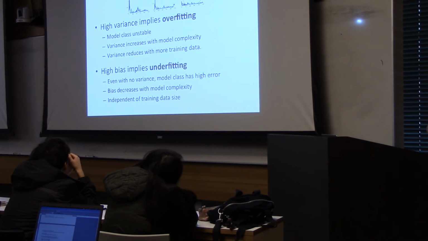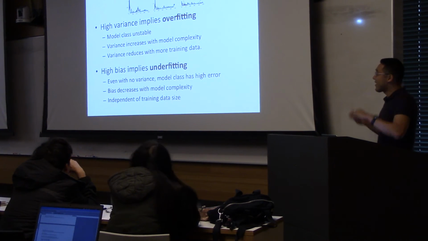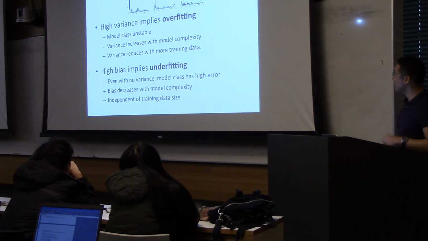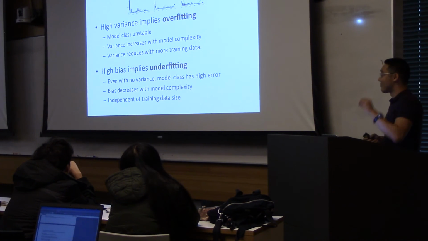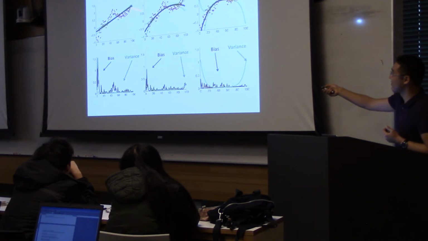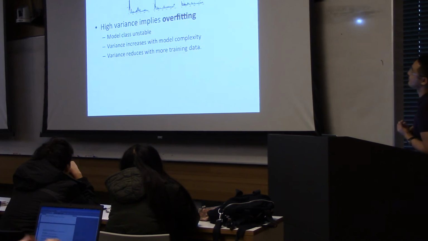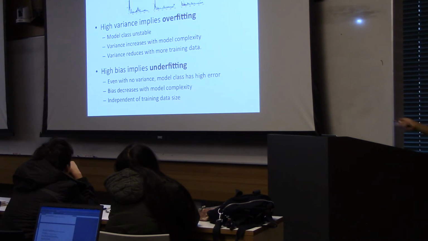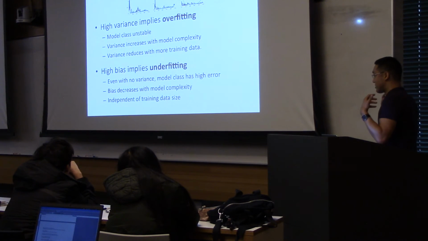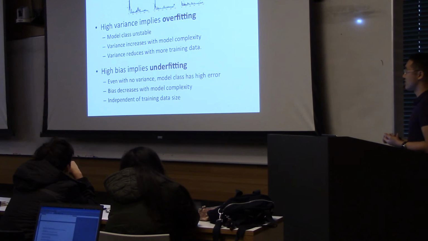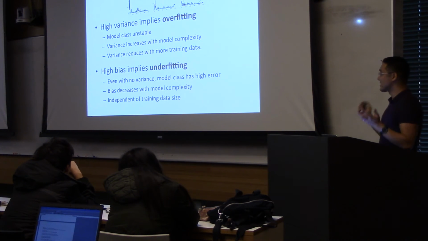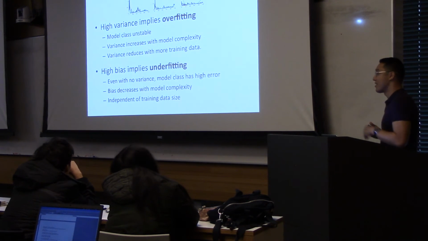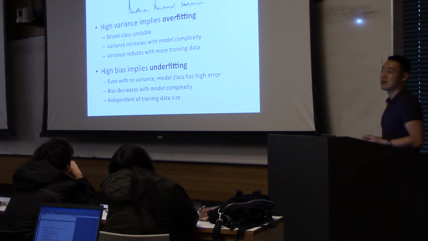High bias implies underfitting, right? Even if I had no variance in my model class, even if the model class is completely stable, the model still has very high error, because this is a very poor fit to my distribution. Bias decreases with model complexity. The more capacity or complexity your model class has, typically the better its best model or its average model will be at fitting the distribution. And in some sense, the bias is independent of training set size. Even if you have more training examples, the bias is not going to go down.